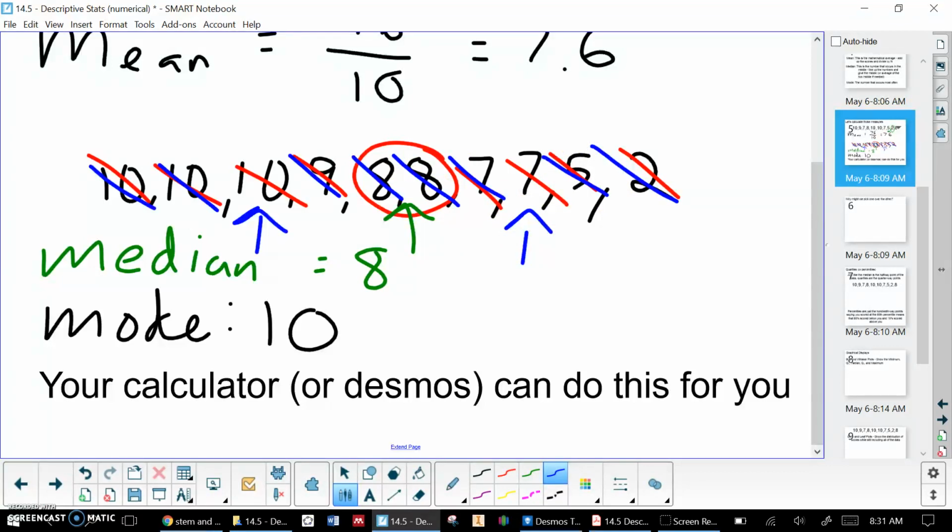And so you can kind of think of the quarter way points. This is a quarter of the data here. This is a quarter of the data here. This is a quarter of the data there. And then the final quarter of the data is up at the top right there.